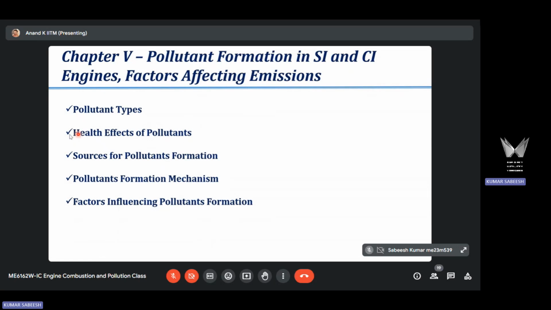So we have now discussed the health effects. I will get started with the next topic and continue in detail in the next class. The next topic is the sources of pollutant formation. Here we are going to look at how pollutants are formed in the SI engine and the CI engine. You could see that the sources are slightly different, so we are going to look separately at the SI and CI engine. What are the available sources that can create this pollutant formation?